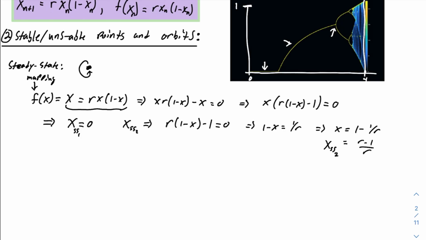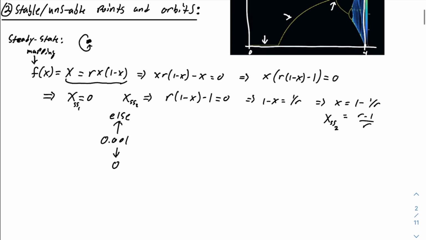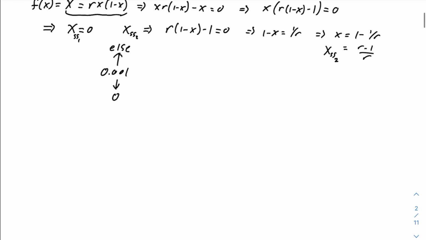Okay, cool. So now we know all the steady states that map back to themselves, and now we just have to figure out, are they stable or unstable? Basically, if I start at 0.001, am I going to go to 0, or am I going to go to somewhere else? Okay, so how do we figure this out? Well, we have to look at the derivative of our map. So if our derivative is less in magnitude than 1, our point is stable.